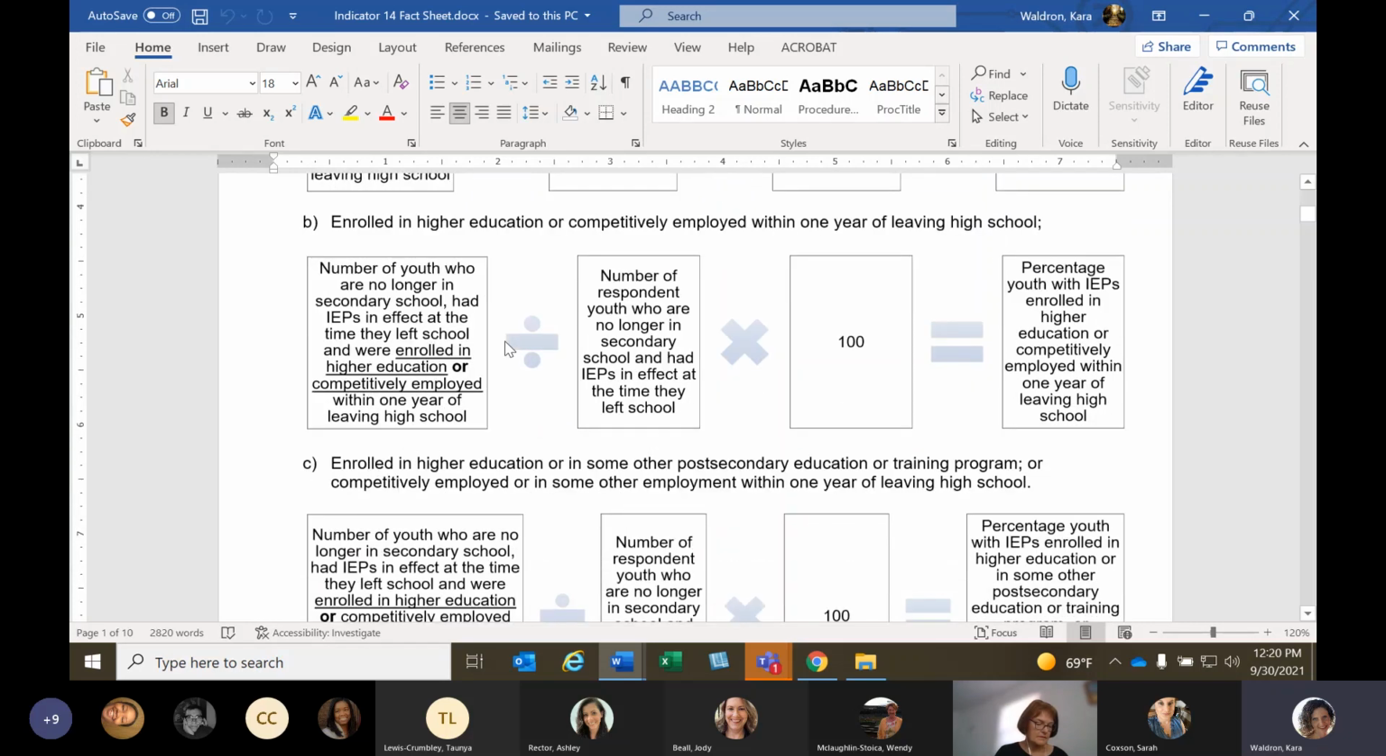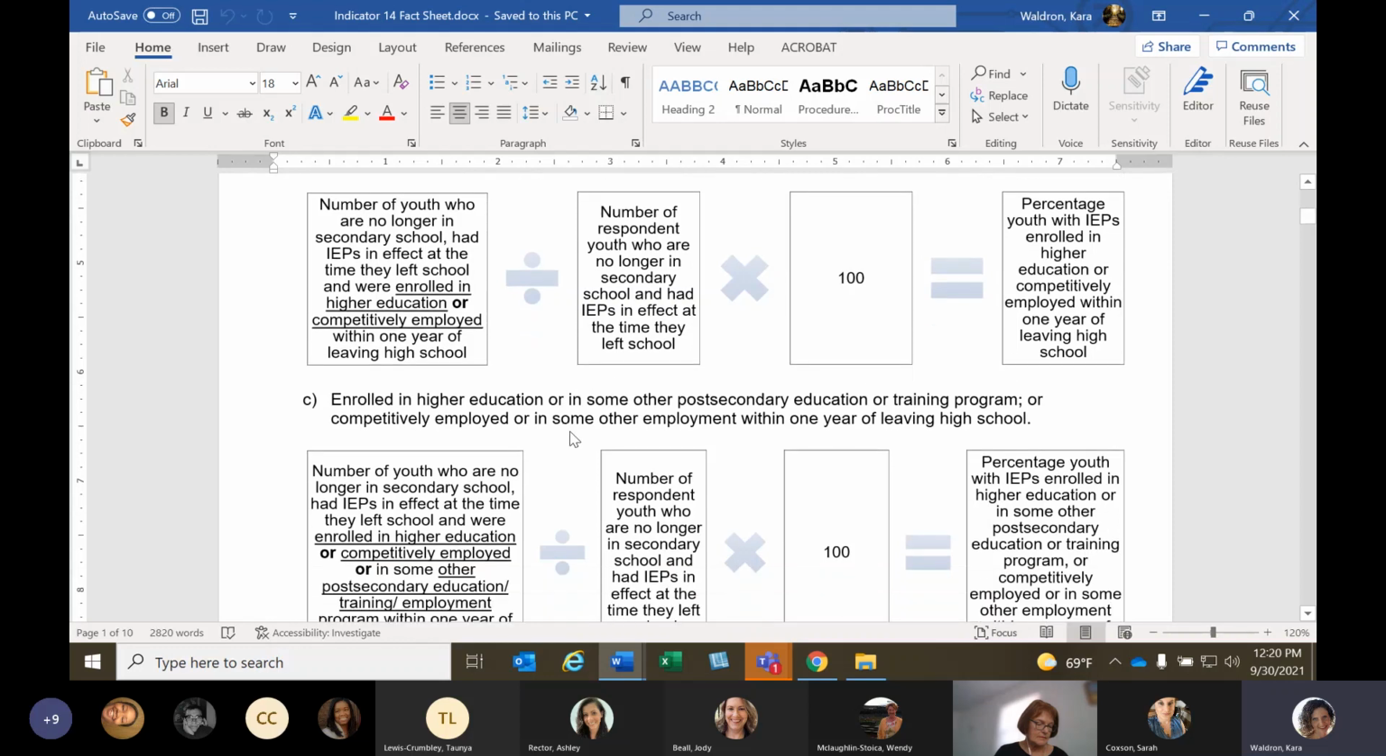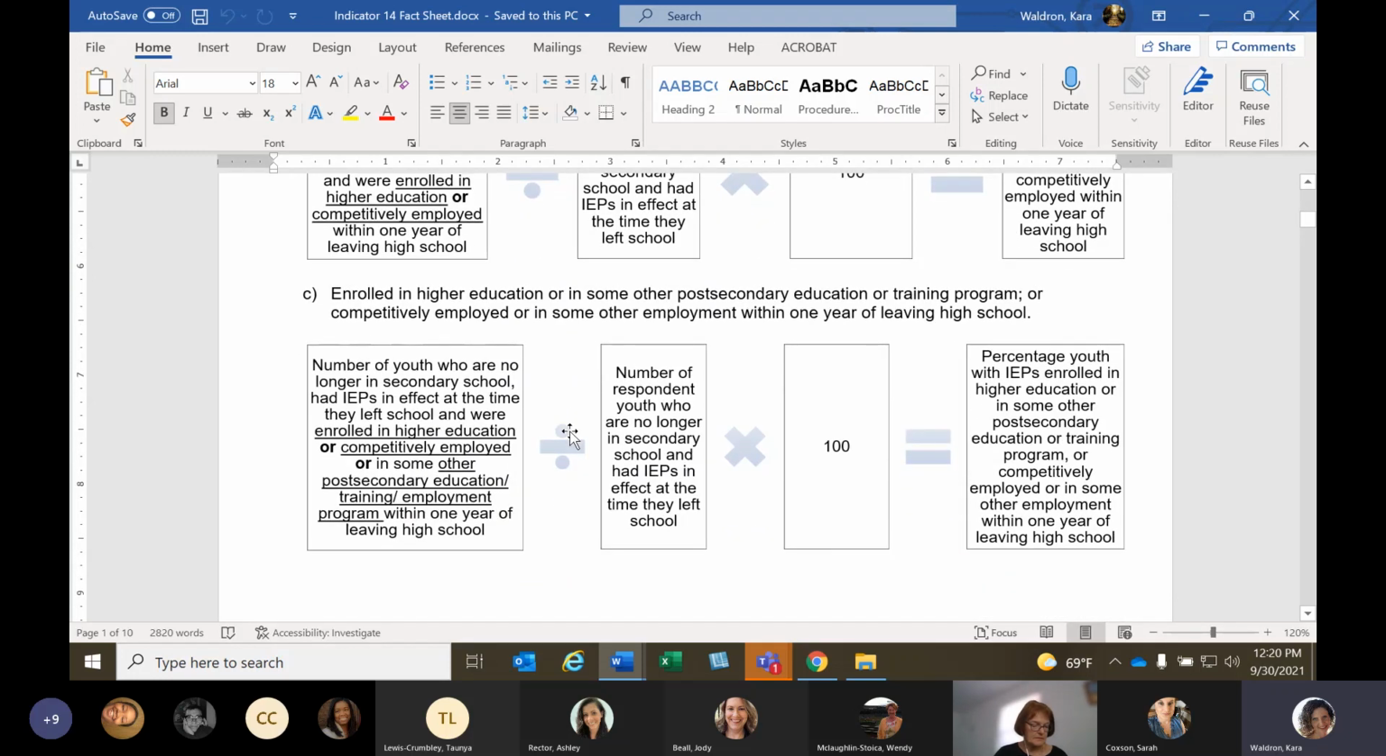And then 14C further adds to this measure of engagement by including the kids who are in 14A as well as in 14B, and then adds on those who are in some other post-secondary education or training option, but maybe don't meet the definition of higher education, or those who are in some form of employment, but don't meet the definition of competitive employment. So 14C is the most inclusive. It would be where we'd want to see our highest engagement rates. So that's what we mean by it being cumulative.